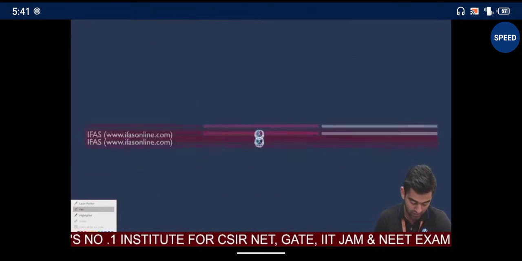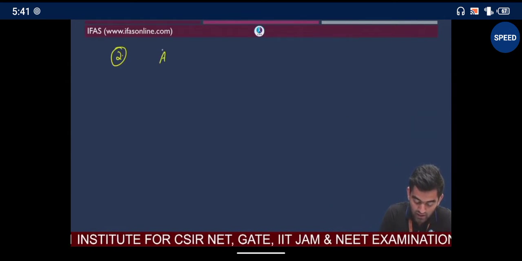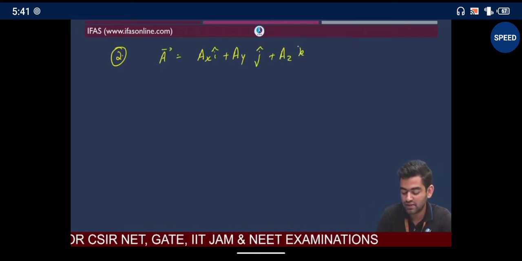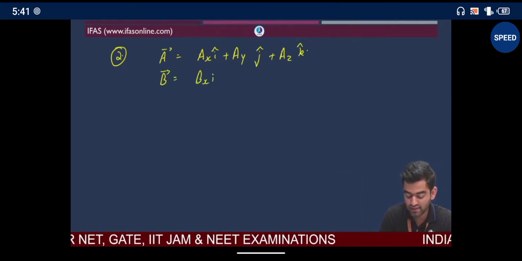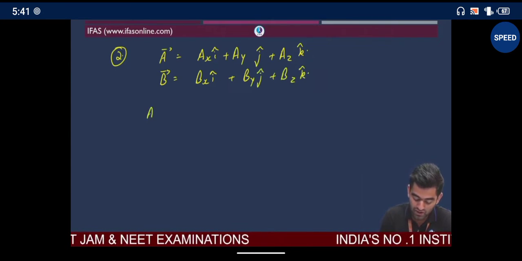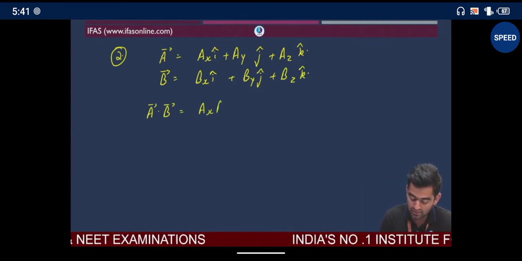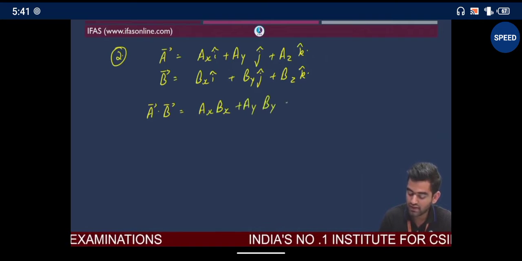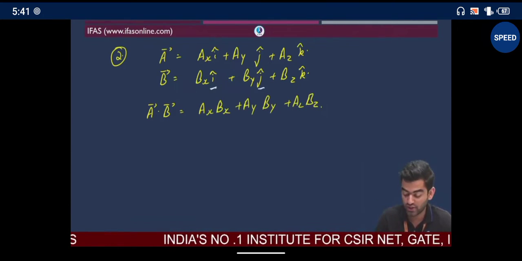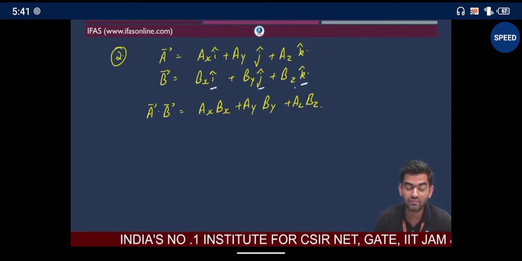Now moving on to the second property, which I have defined earlier also. You can represent a vector in this form: ax i cap plus ay j cap plus az k cap, and the b vector you can also represent in this manner: bx i cap plus by j cap plus bz k cap. The multiplication of these two can simply be written as ax bx plus ay by plus az bz. That is, multiplying the same components together results in this.